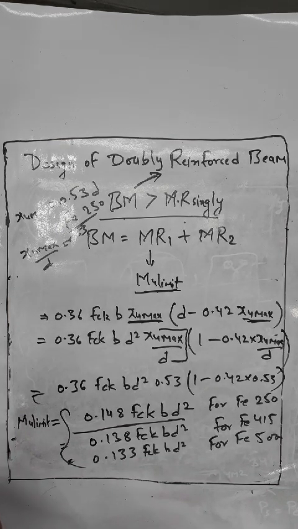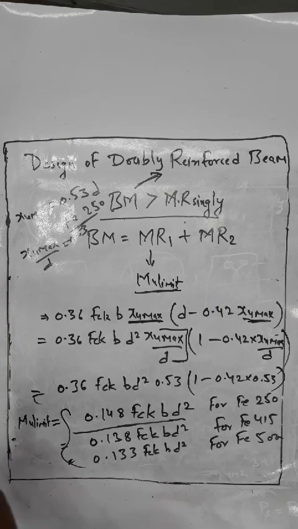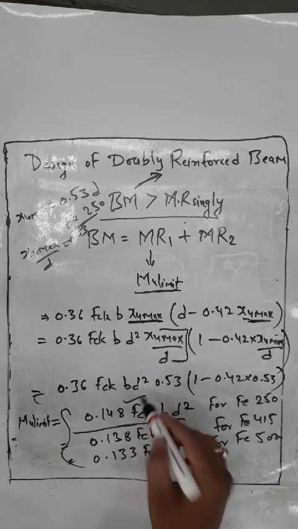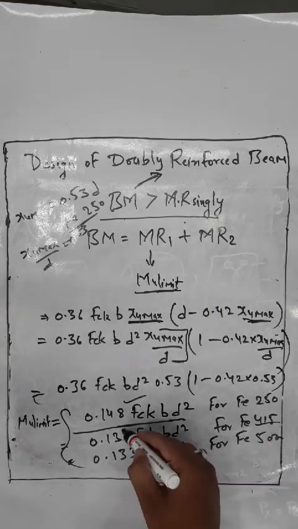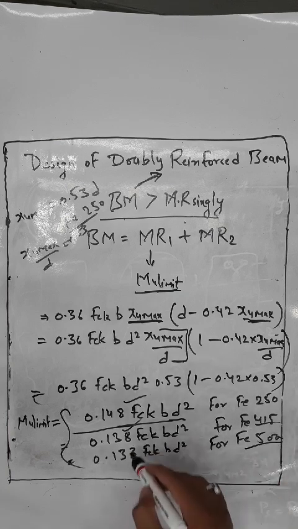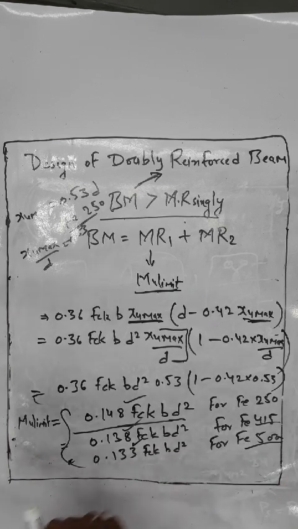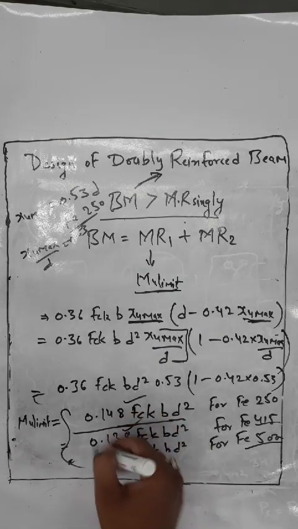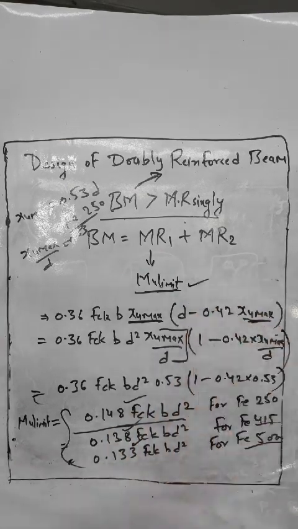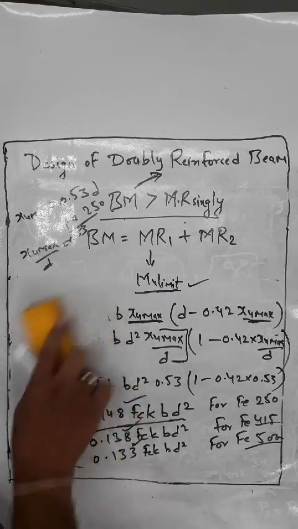So in our case, if we have Fe is equal to 250, we use this formula. For 415 we use this formula, and for 500 we use this formula. So directly here we get the mu limit value. So with the help of this equation we get mu limit.